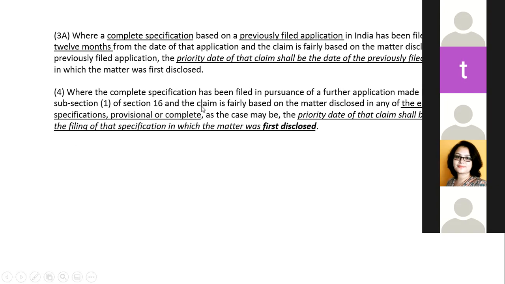Now, where the complete specification has been filed in pursuance of a further application made by virtue of subsection 1 of section 16, and the claim is fairly based on the matter disclosed in any of the earlier specifications, provisional or complete, as the case may be, the priority date of the claim shall be the date of the filing of that specification in which the matter was first disclosed. Section 16 we will discuss tomorrow.